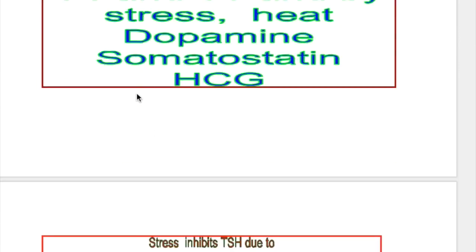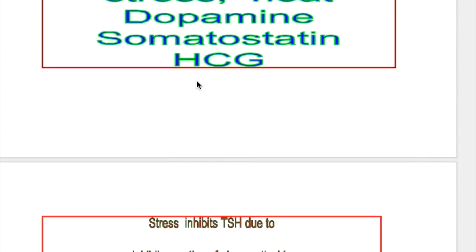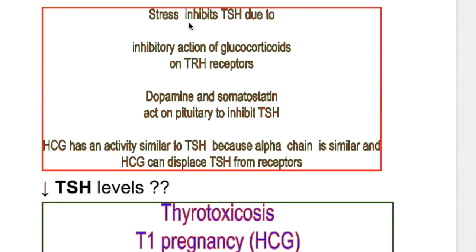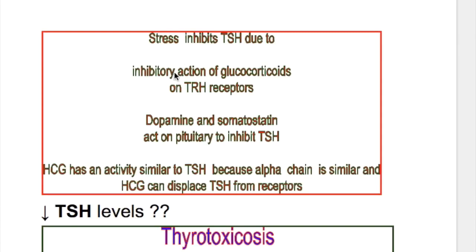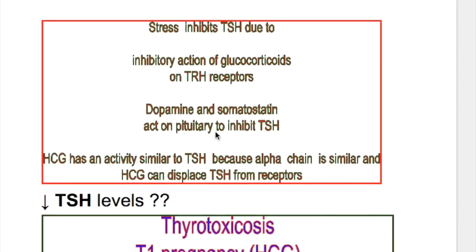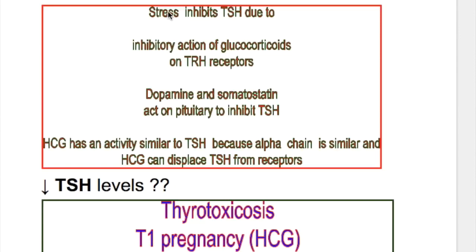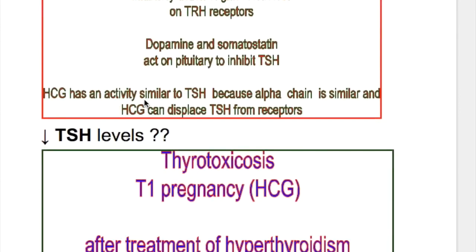How do stress, dopamine, somatostatin, and HCG decrease TSH? Stress inhibits TSH due to inhibitory action of glucocorticoids on the TRH receptor. Number 2, dopamine and somatostatin act on the pituitary to inhibit TSH. So stress inhibits TRH, and dopamine and somatostatin inhibit TSH in the pituitary. HCG has an activity similar to TSH because the alpha chain is similar, and HCG can displace TSH from its receptors.